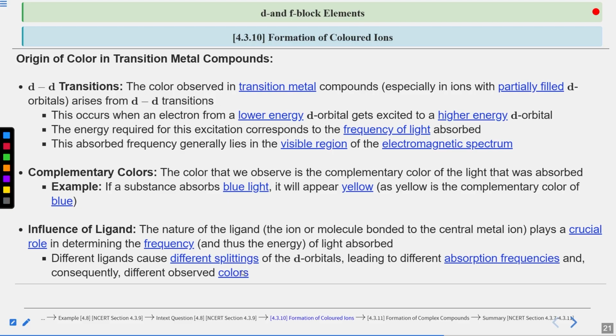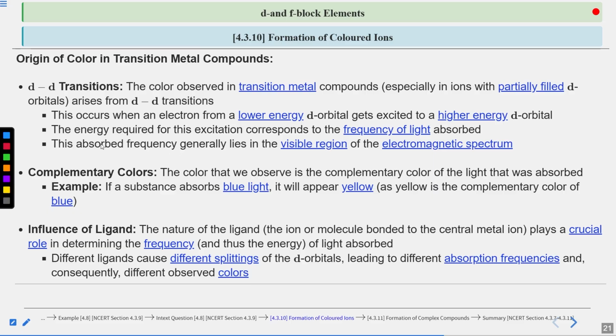So different ligands cause different splitting of d orbitals, depending upon their energy and their effectiveness, leading to different absorption of frequencies and consequently different colors, because if the frequency changes, the color will automatically change, right? So the color of the absorbed light is also going to depend upon the nature of the ligand. Ligand means the atom, the molecule or the ion which is bonded to the central metal ion in the complex compound.